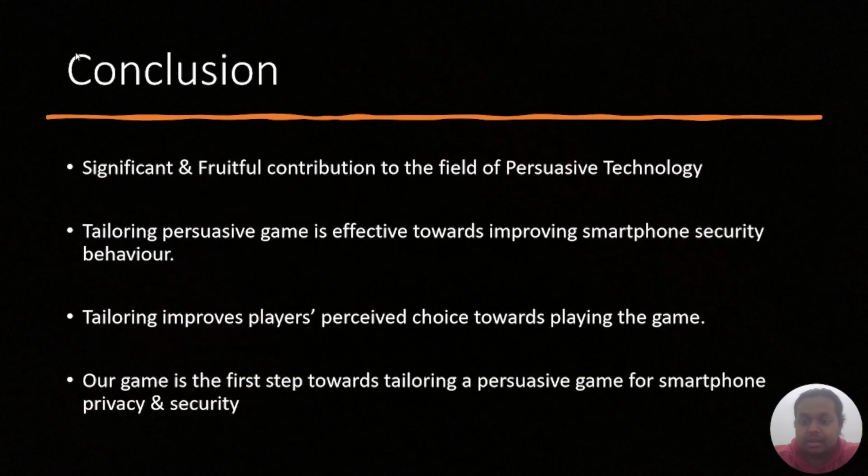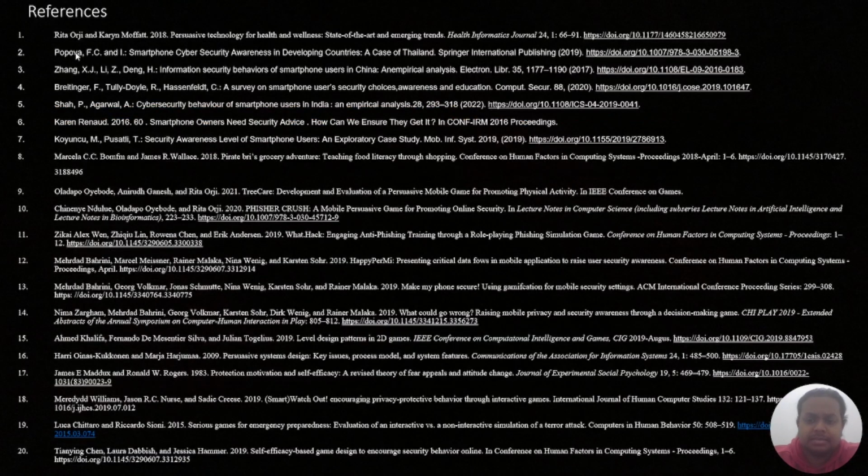From these results, we can conclude that the tailored version of the game was effective in improving users' secure smartphone behavior, and the players preferred the tailored version over the non-tailored version. Our work is a first step towards successfully tailoring a persuasive game for secure smartphone behavior and utilizes validated scales to measure the behavior. This marks the end of the presentation, and these are the references that we have used.